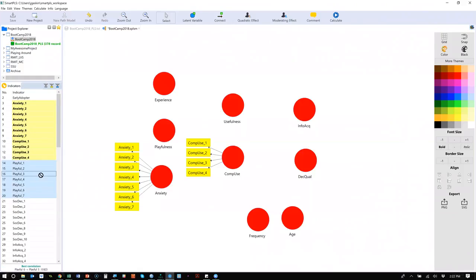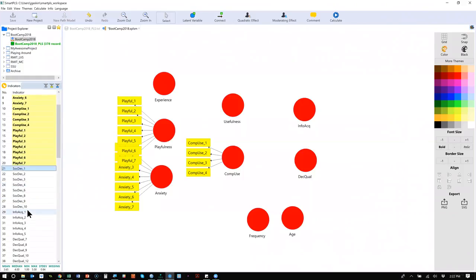Playfulness, we can bring playfulness in, same. So awesome. So just shift. Click, shift, click.